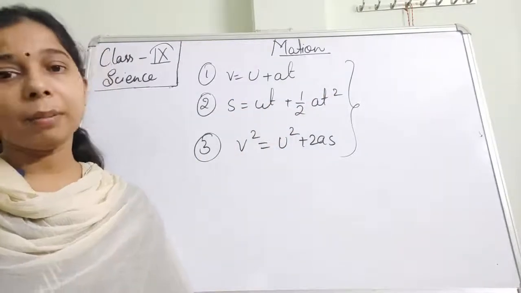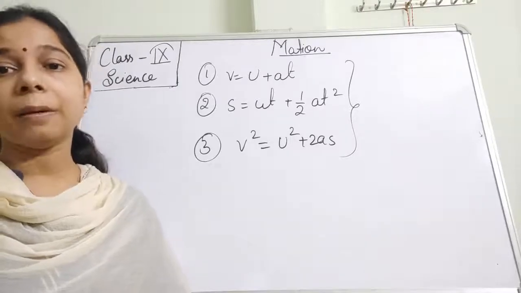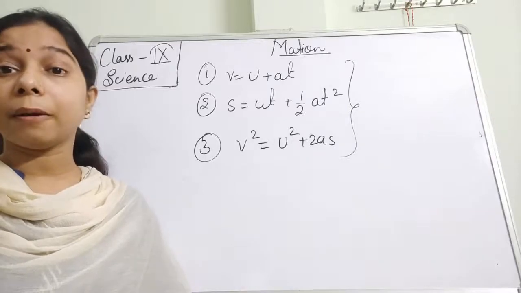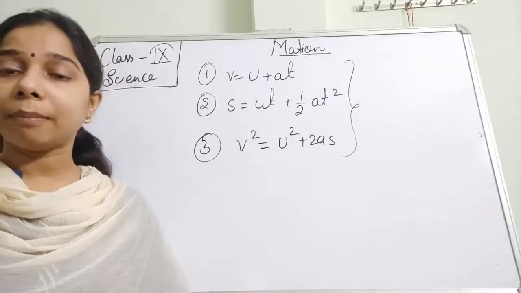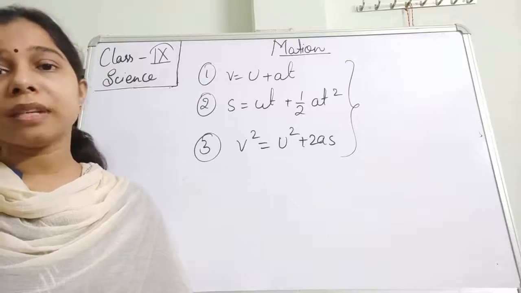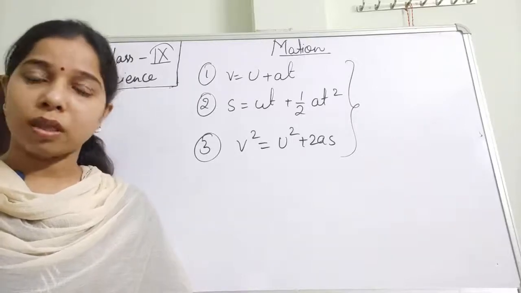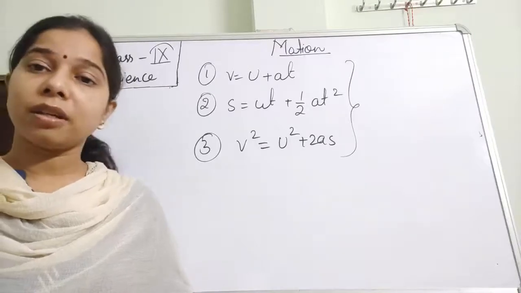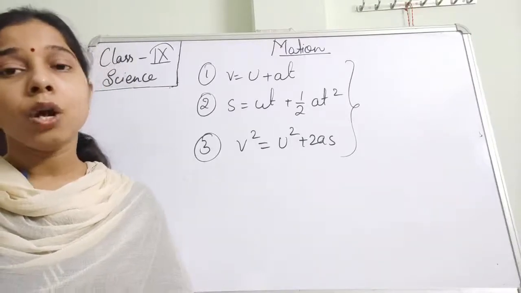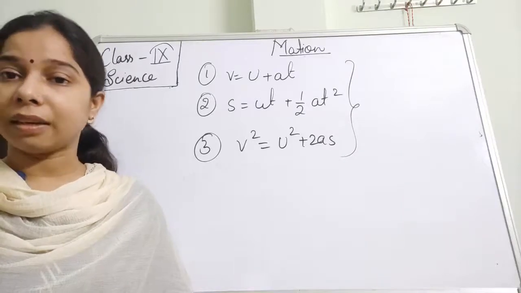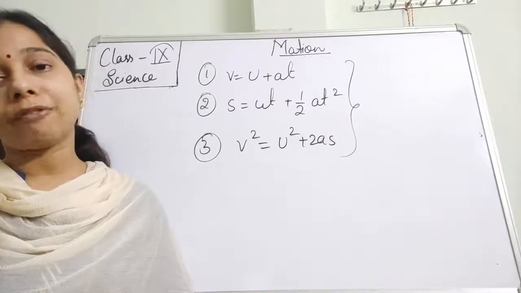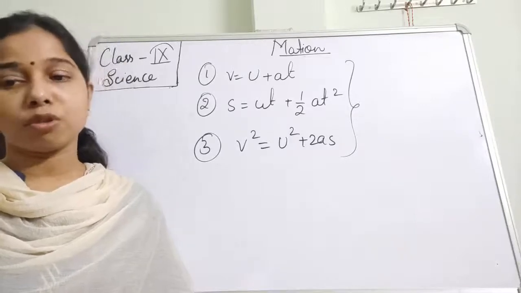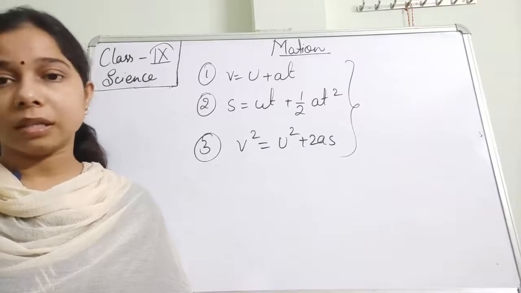So in many questions it can happen that the given things are such that it can be solved by two equations. You can choose any of the two equations to solve the question. There is no compulsion that you have to use a particular equation for a particular numerical. It totally depends upon what is given and what we have to find. On that basis, we can choose any of the three equations of motion and solve the question accordingly.